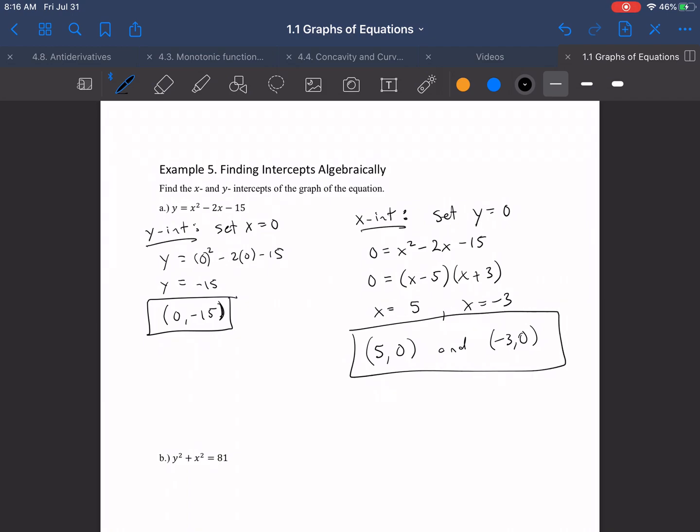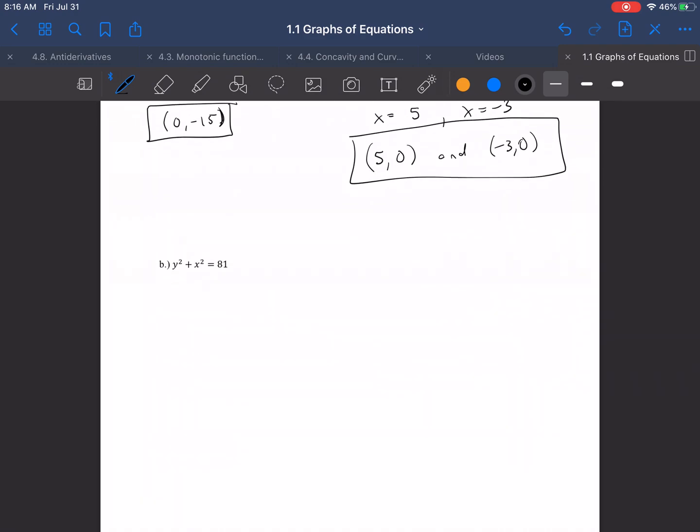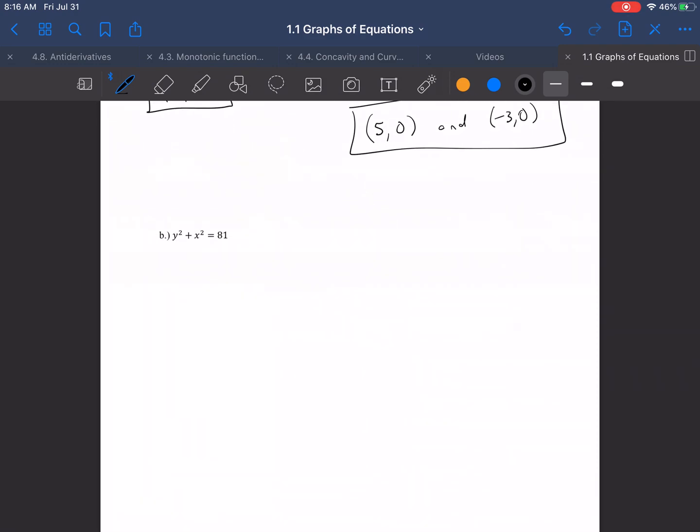Okay, that was x-intercepts. That was y-intercepts. I'm going to leave this next one for you to try. This is actually the equation for a circle, as you're going to see soon. And so ultimately you should have 2 x-intercepts and 2 y-intercepts. All right, so give that one a try and see if you can figure that one out.